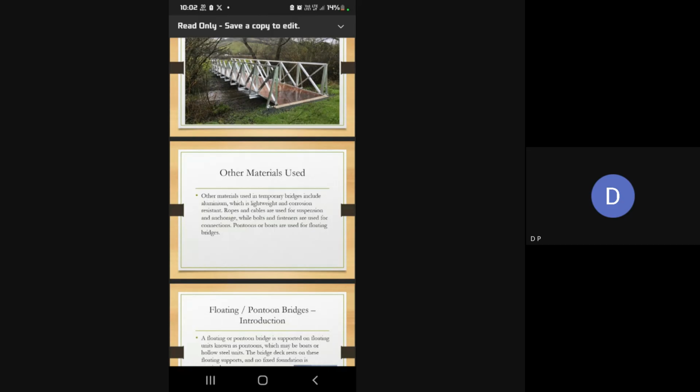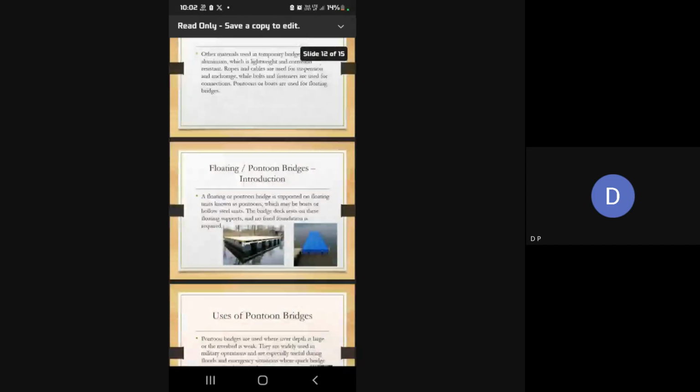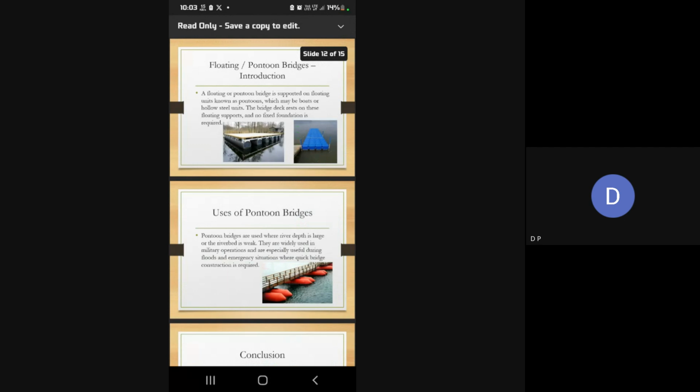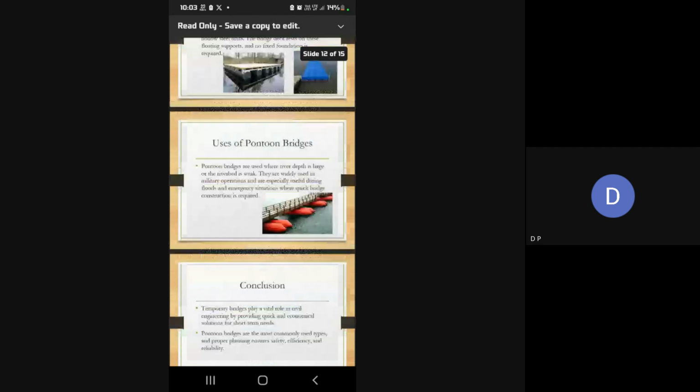Pontoons or boats are used for bridges. Floating bridges. A floating bridge or pontoon bridge is supported on floating pontoons, which may be boats or hollow steel units. The bridge deck rests on its floating support, and no fixed foundation is required. Use of pontoon bridges: they are used where river depth is large or the riverbed is weak.